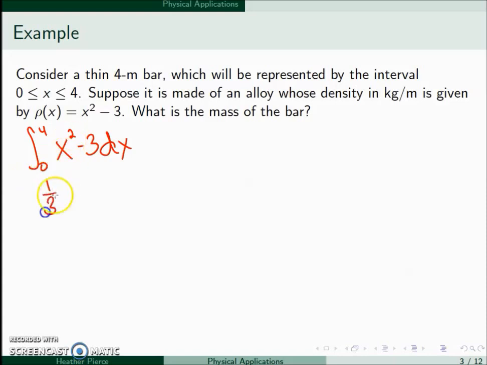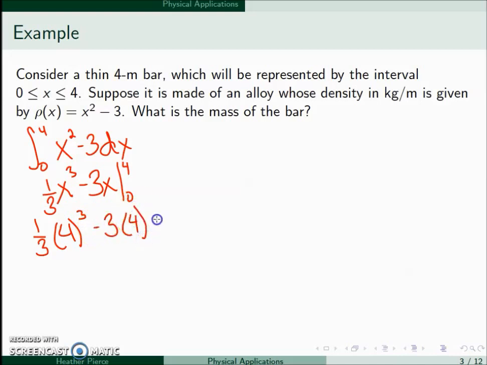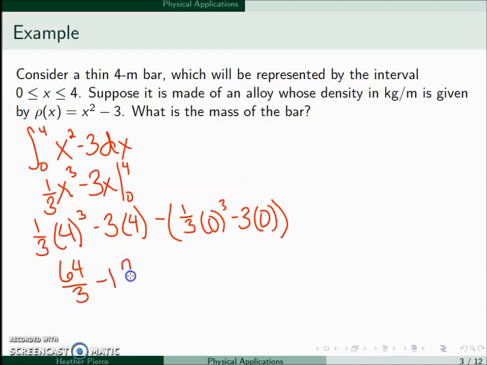So when I integrate this, I get 1/3 x cubed minus 3x between 0 and 4. So 1/3 4 cubed minus 3 times 4, minus 1/3 0 cubed minus 3 times 0. So we have 64/3 minus 12. And this gives us a mass of 28/3 kilograms.